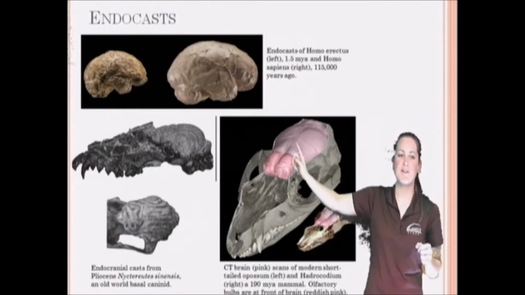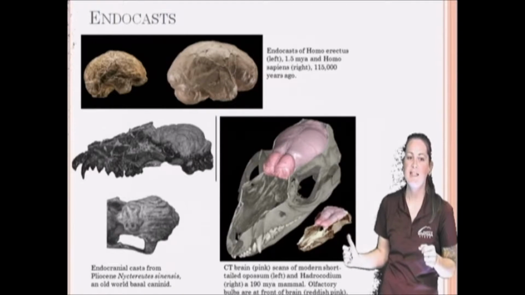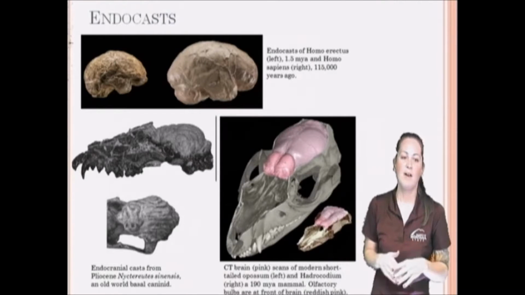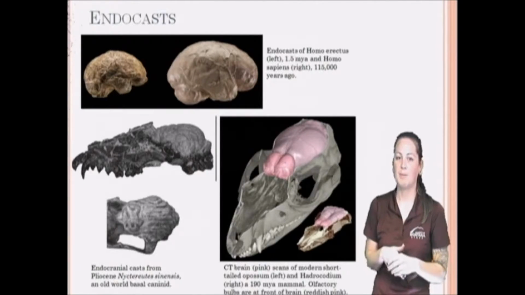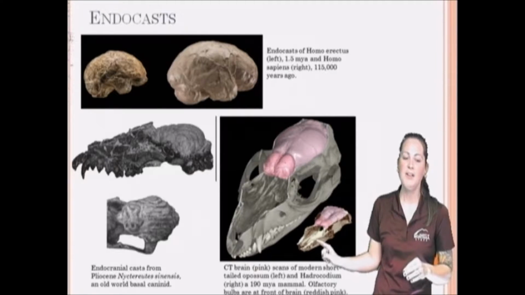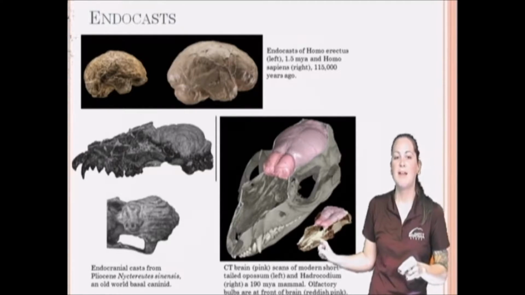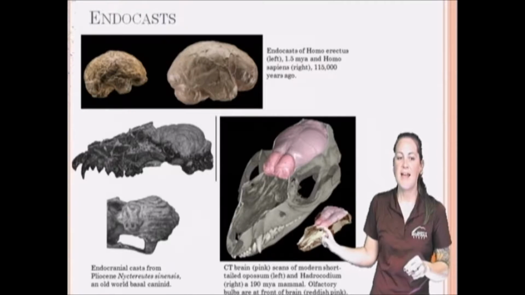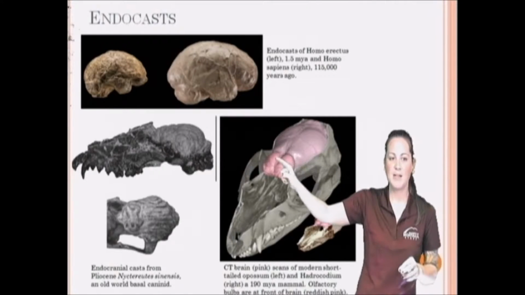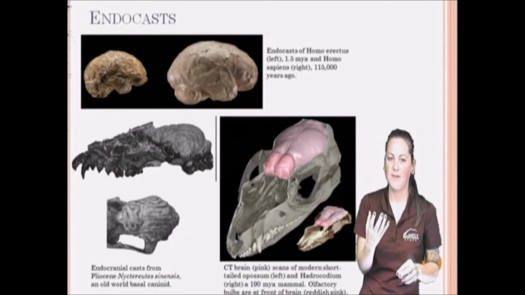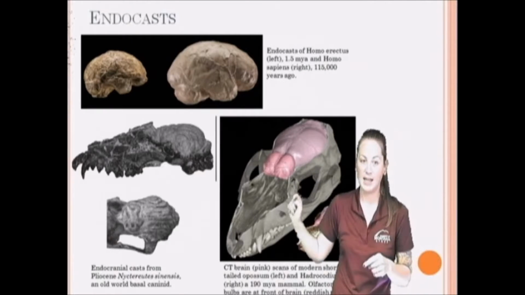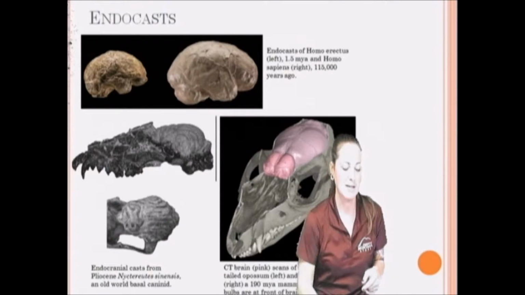Then this is what we mostly look at today. If we don't have the natural endocast, we use CT scan. The top bigger skull here is from a modern short-tailed possum. This little skull down here is from a 190-million-year-old mammal named Hadrocodium. And what the researchers are highlighting, the pink area is the brain, and the reddish pink area is the olfactory region. So again, that's the smelling region. We use CT scanning a lot now when we study ancient brains.